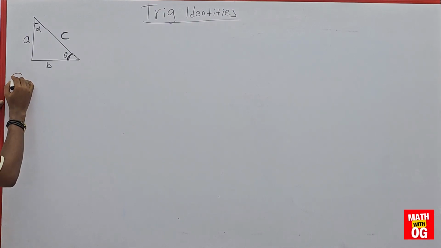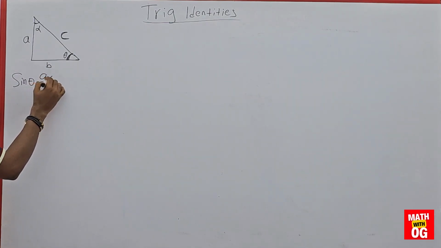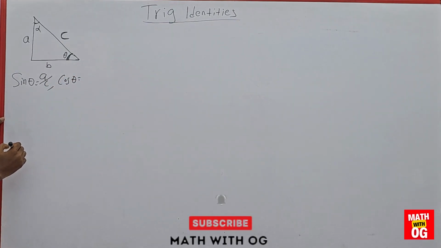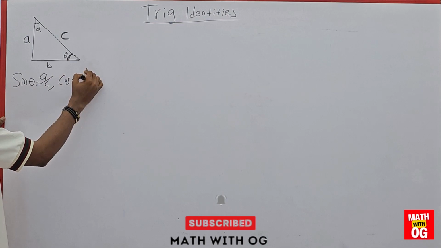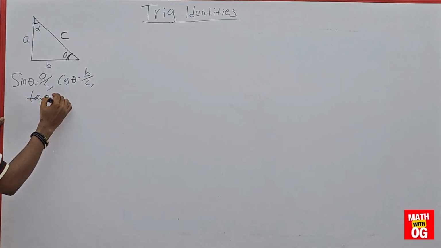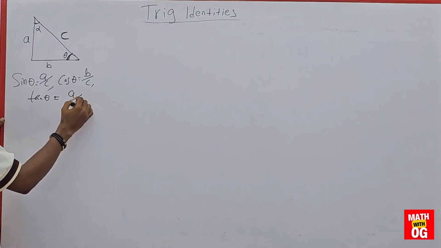Now, remember our sine theta, as we all know, is opposite over hypotenuse. In this case, we call it A over C. Our cos theta is adjacent over hypotenuse, so we call that B over C. And lastly, we have our tan theta, which is opposite over adjacent, which we call A over B.